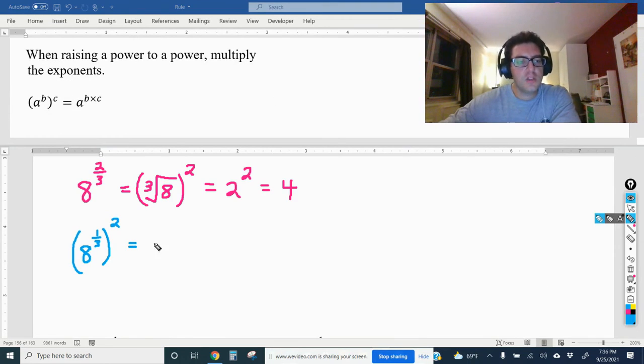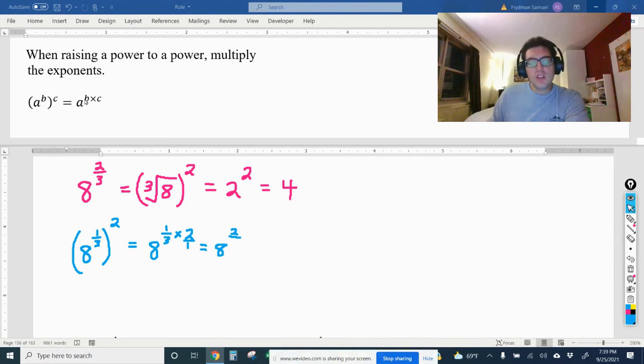So we can say that this is equal to 8 to the 1/3 times 2 power. Okay, 1/3 times 2. Now we're just going back to elementary school, and we're multiplying a fraction by a whole number. We can put the whole number over 1, and then multiply the numerators and multiply the denominators. So 1 times 2 is 2. 3 times 1 is 3. So if we use this rule, then we would say that 8 to the third to the second is equal to 8 to the 2/3.